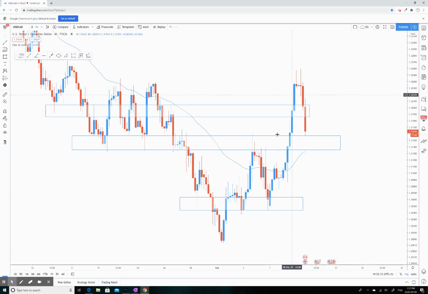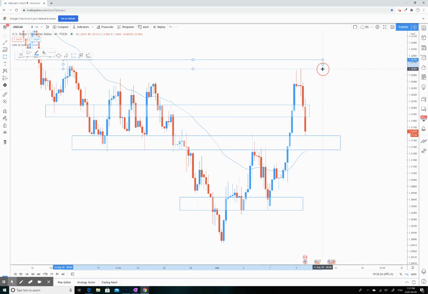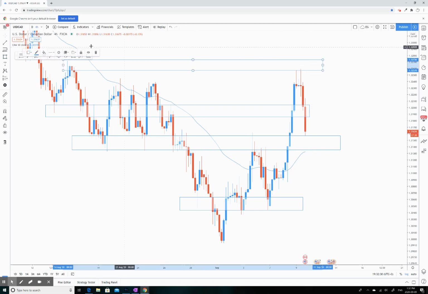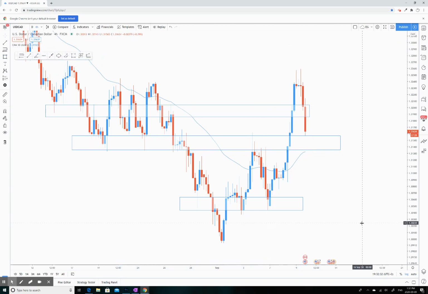So you could possibly get an entry here. And what I would do is actually ride up to this zone here that price has formed. Okay, I would actually come up to this area to give myself a nice risk reward. Okay, I'm going to delete that though, just so we don't have too much going on the chart.